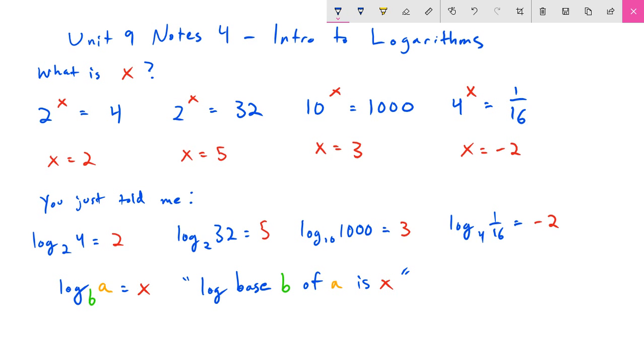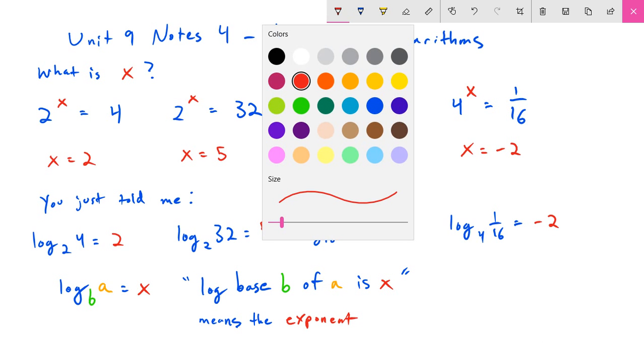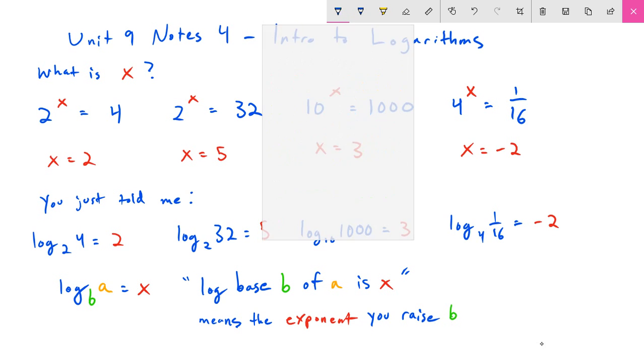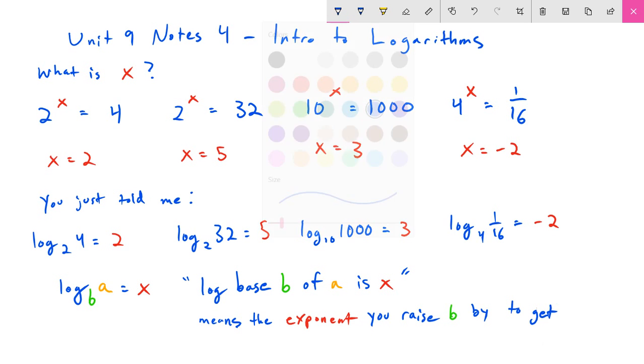Okay? So what the log means is the exponent you raise b by to get a.